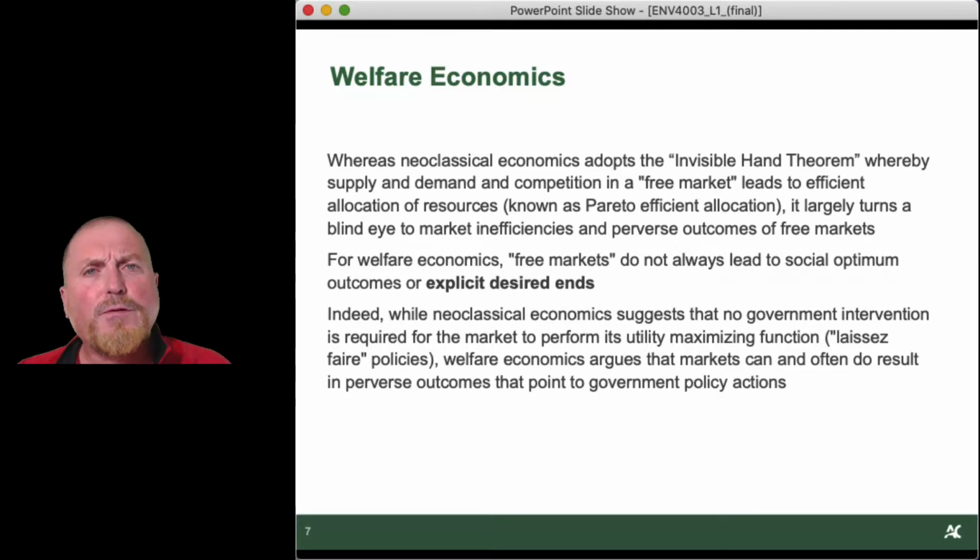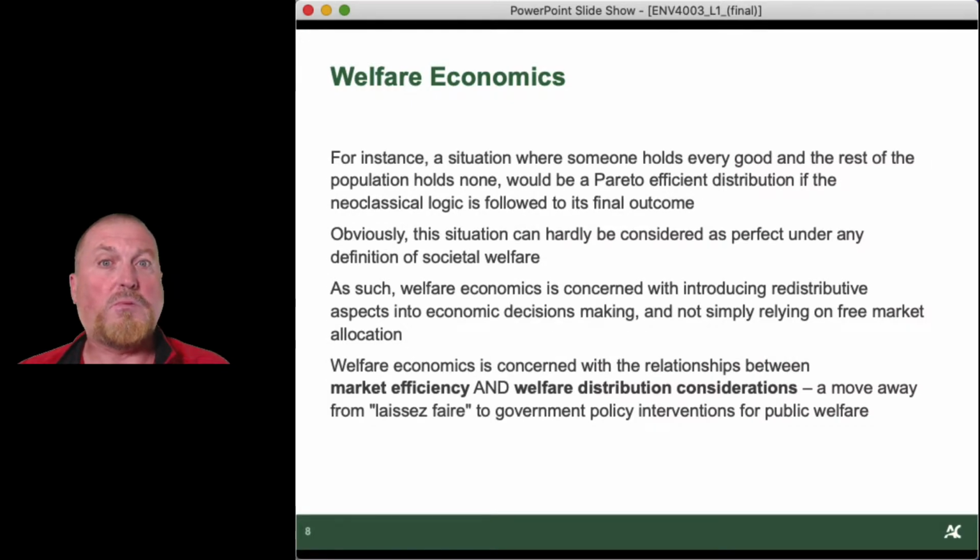So welfare economists adopt many of the propositions of neoclassical economics, but they add the welfare dynamic, okay? What we call welfare economics. Indeed, while neoclassical economics suggests that no government intervention is required for the market to perform its utility maximizing function, welfare economics argues that markets can and often do result in perverse outcomes. And that points to government policy actions or the need for government corrective measures. Okay? As environment people, we would certainly agree with that proposition, right? A completely free market, unregulated with respect to the environment, what would our environment look like? Let's face it, it won't be pretty.